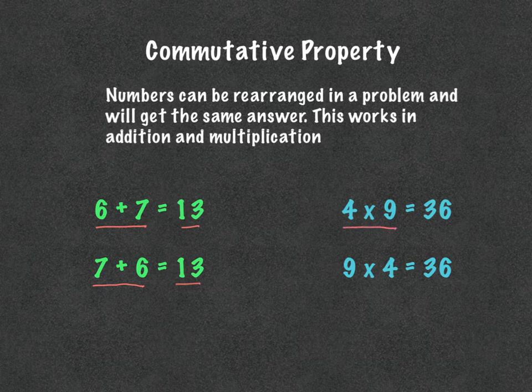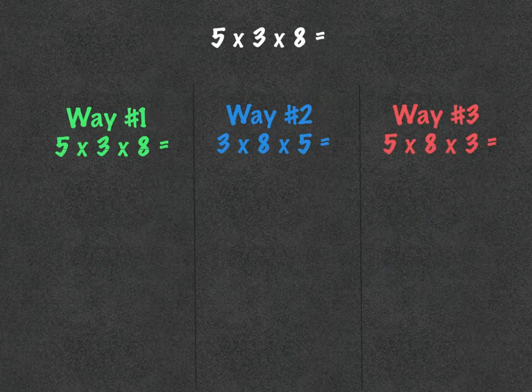Same thing over here on the multiplication side. 4 times 9 equals 36, and 9 times 4 also equals 36. See how we can rearrange those numbers and we still get the same answer. Using that commutative property, we can multiply this problem up here in a couple of different ways. Some ways are going to be easier in terms of mental math, and sometimes it's going to be trickier. Let's solve these and see which way is easiest.